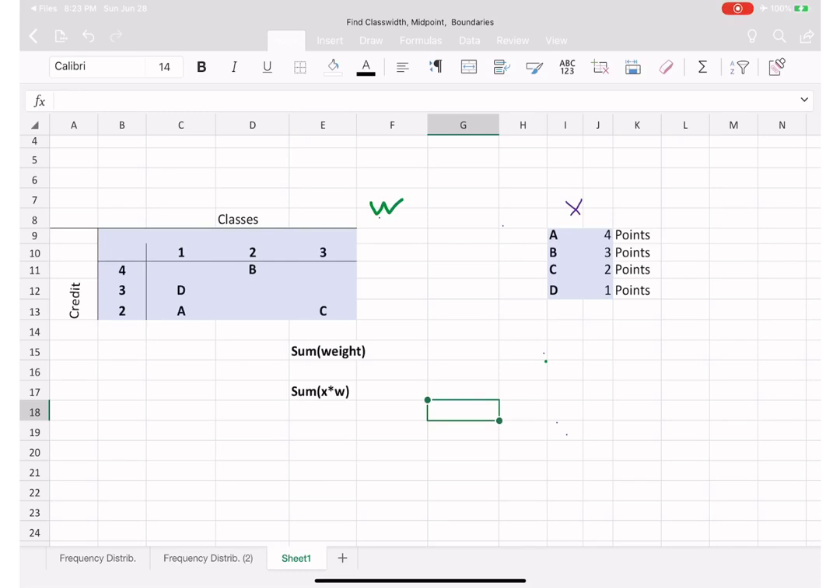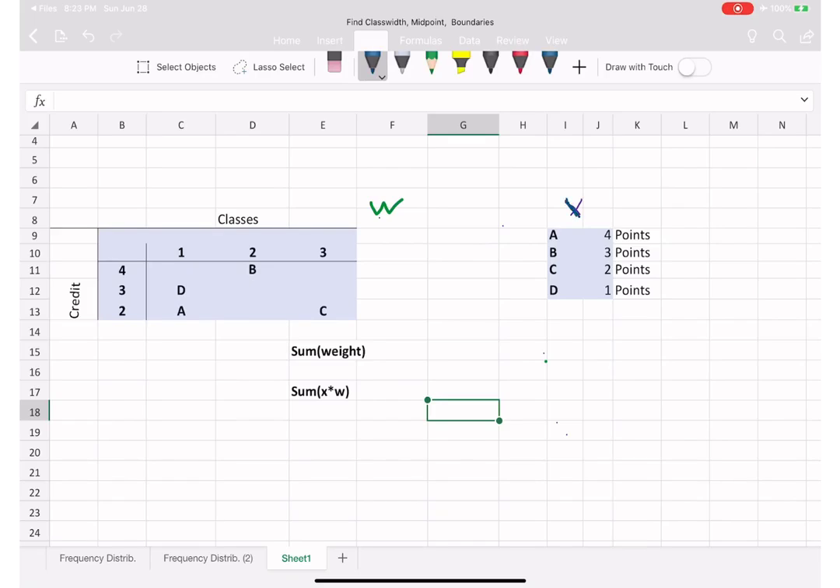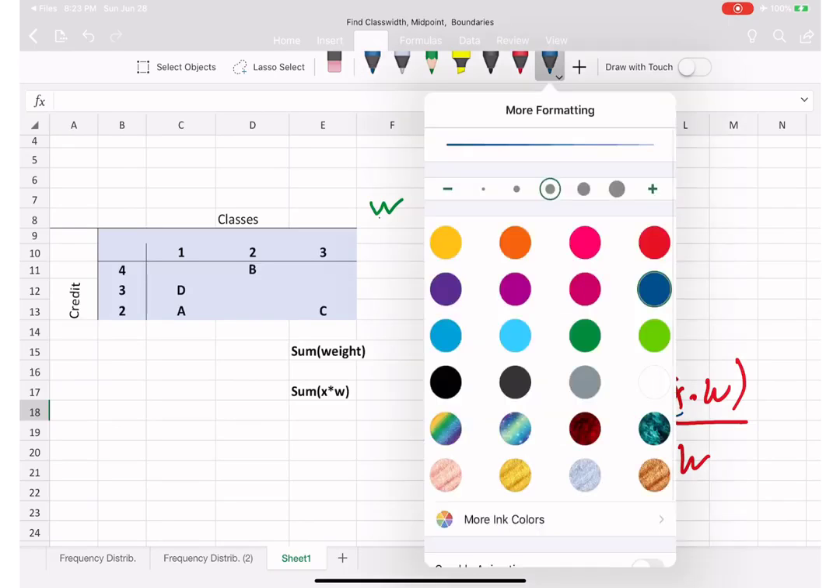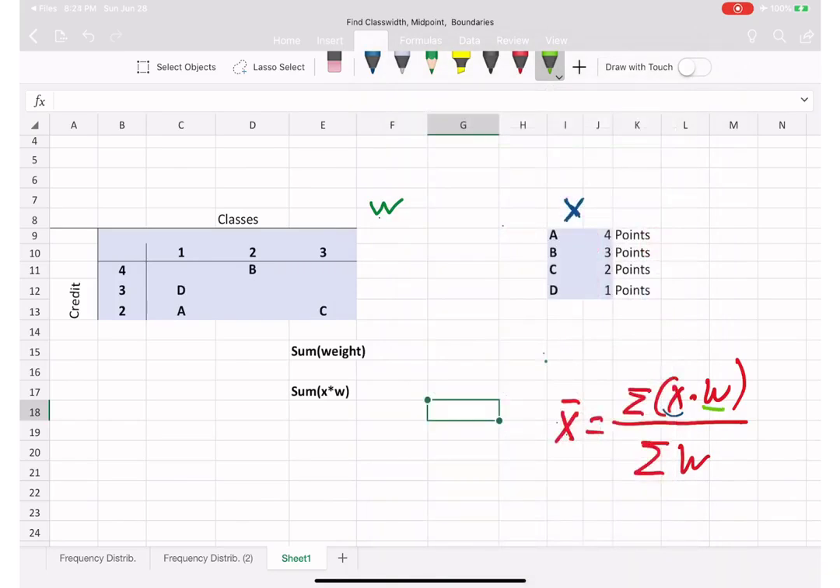So, in this problem, our x is given. It's right here, value of x, those are points of grades. All we need to find out is the weight based on amount of classes and credit hours. So let me write down the formula first of all. X bar is equal to the sum of x times w divided by the sum of w. So x is given. All we have to do is find w and sum of w, and then add them.